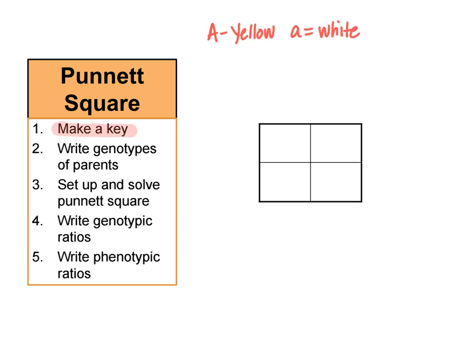First, we use any information that's available to make a key. This will tell us the dominant allele and the recessive allele and the trait that they represent. Next, we use the available information to find the genotypes of the parents. In this case, we have one parent that is heterozygous and one parent that is homozygous recessive. Next, we set up and solve the Punnett square.